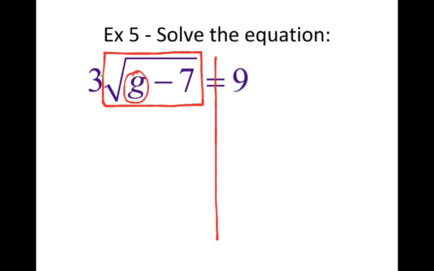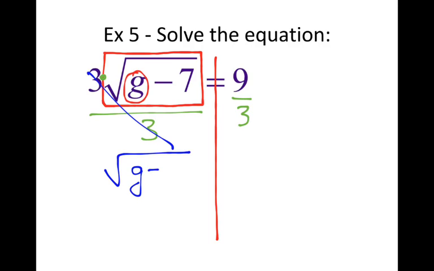The 3, right? And this 3 is right next to the square root, which means it's multiplication. And to get rid of it, we divide. So on the left side, that times 3 and divided by 3 cancel, and we're going to bring everything else down, the g minus 7 inside the square root. And on the right side, 9 divided by 3 is 3.